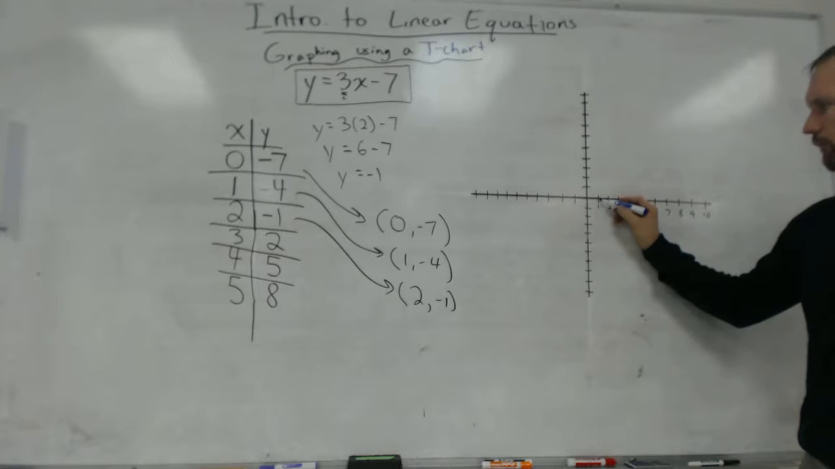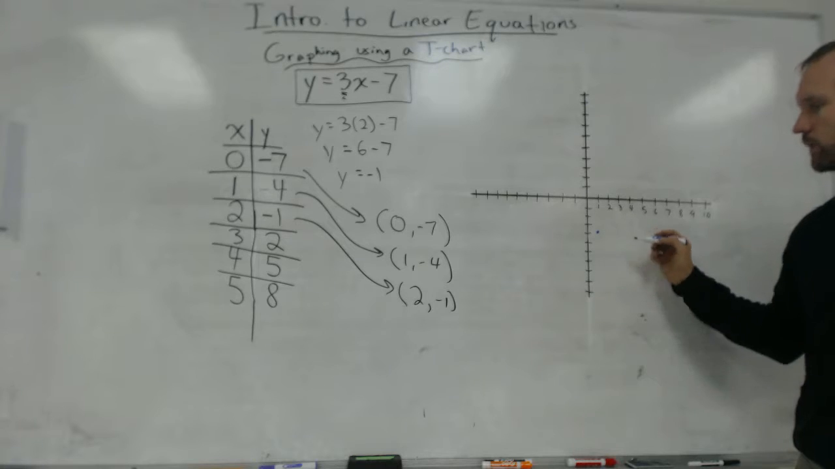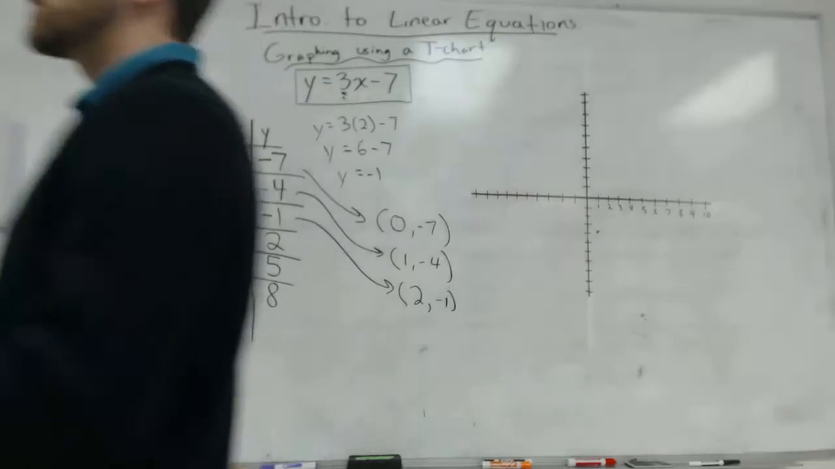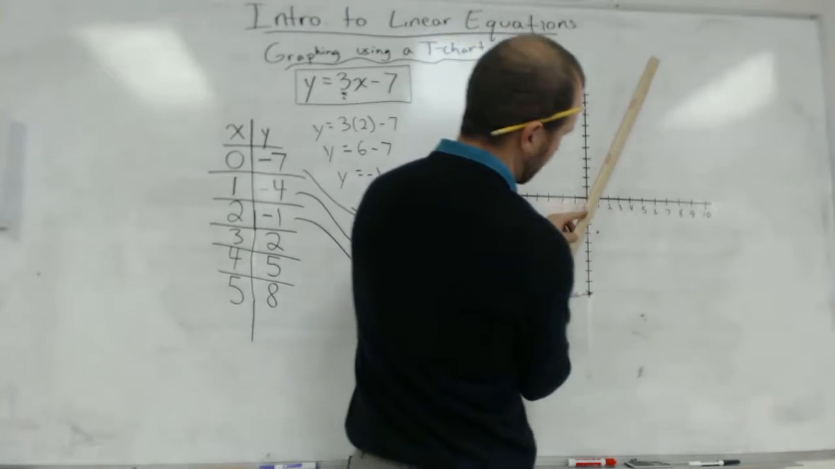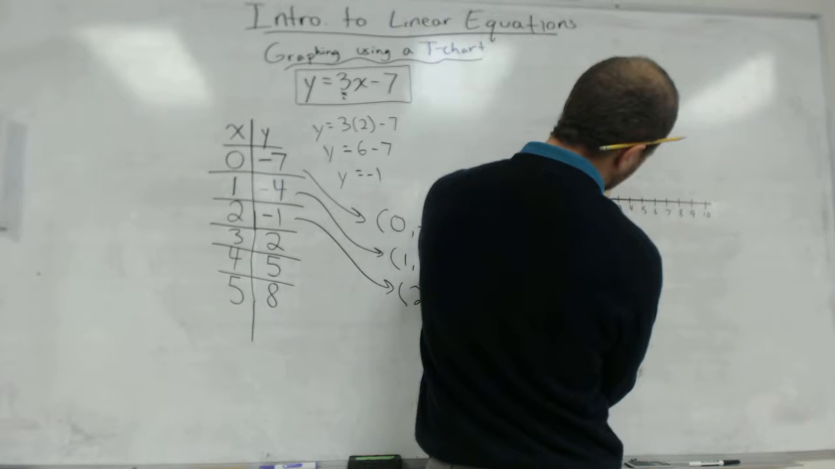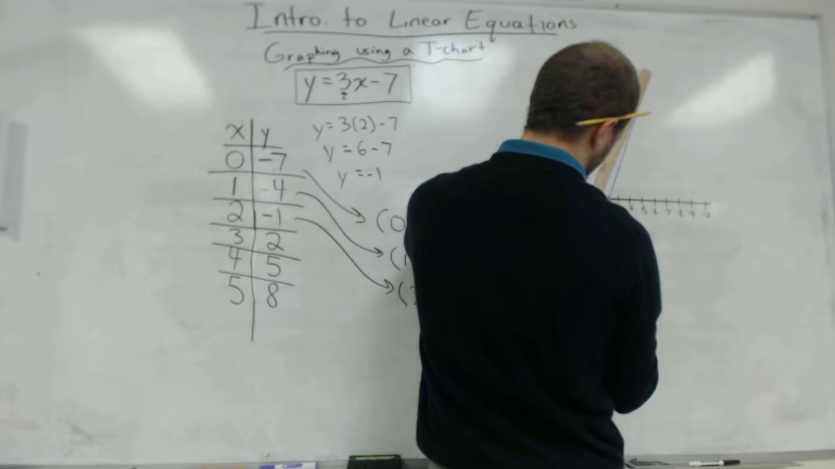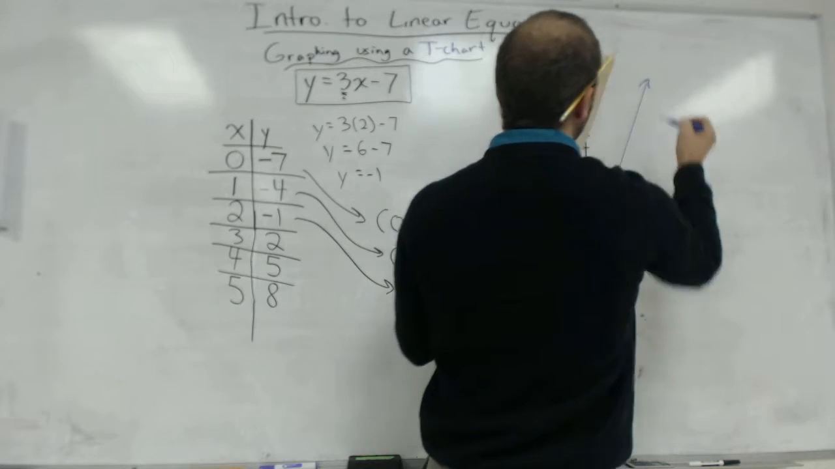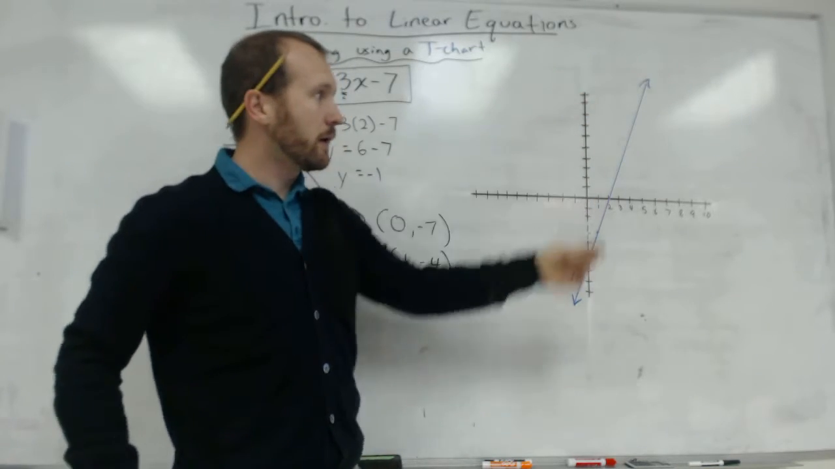Where is this point? 1 to the right. 1, 2, 3, 4. So I just want to make a point which is my ruler. We could graph this line right now. I could make a line that connects those 2 points.